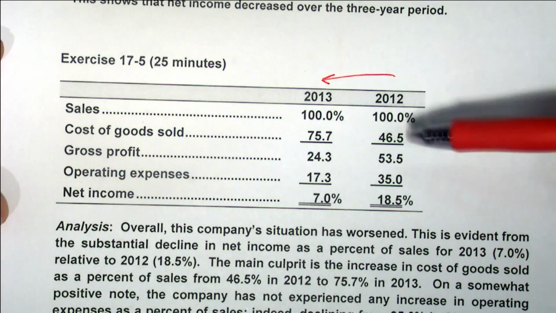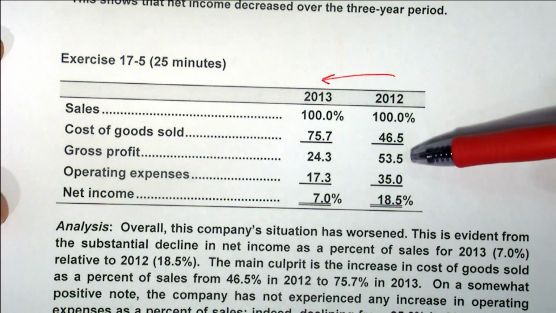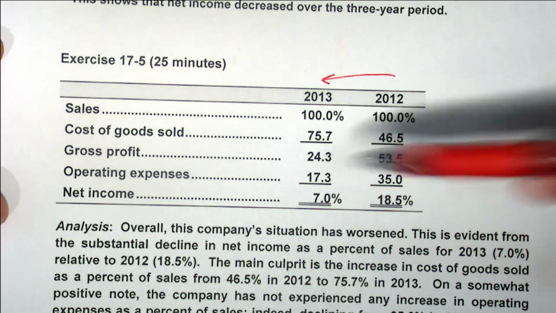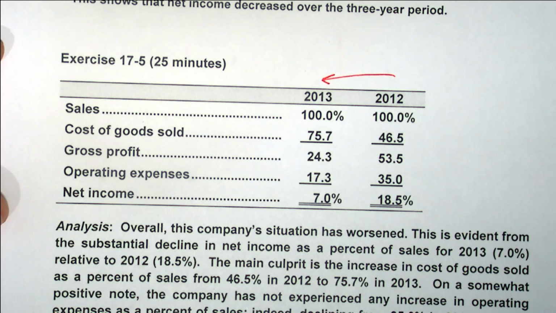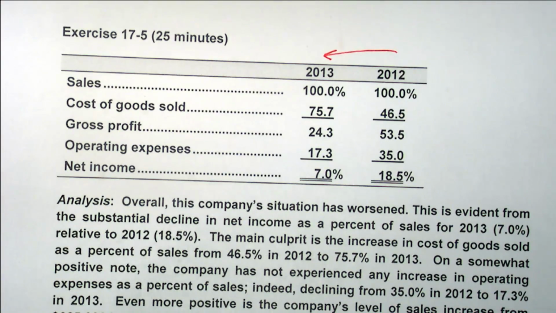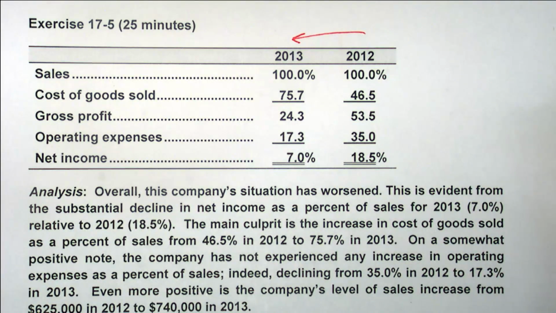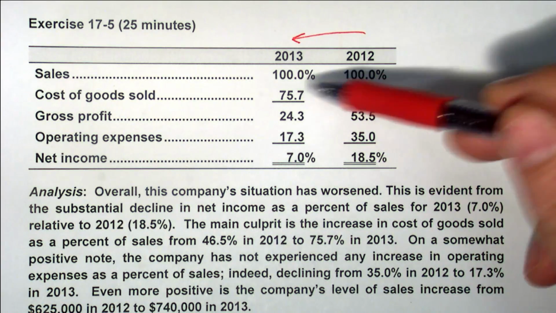Okay? Our gross profit margin, or gross margin percentage, went from 53.5 to 24.3. That is less than half of what it was, right? Okay. Now, is that a problem? Is that a concern? Yes, it is a concern. That is obviously a concern that you need to look into, right? What is happening here?